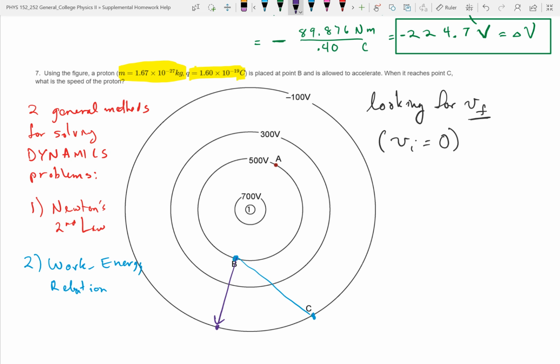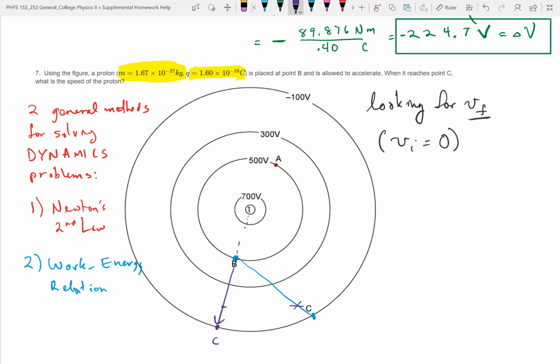So how it would get to C doesn't make any sense really, because these look like concentric circles. The electric field lines should all be radial and it should just go like that. So I'm going to put C here and say that's where it ends. It doesn't end there because that doesn't make sense. But obviously the electric field is going to be changing. 500 to 300 looks about the same distance as from 300 to minus 100.